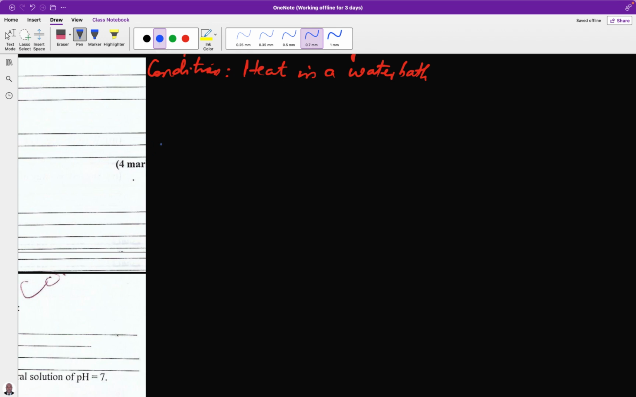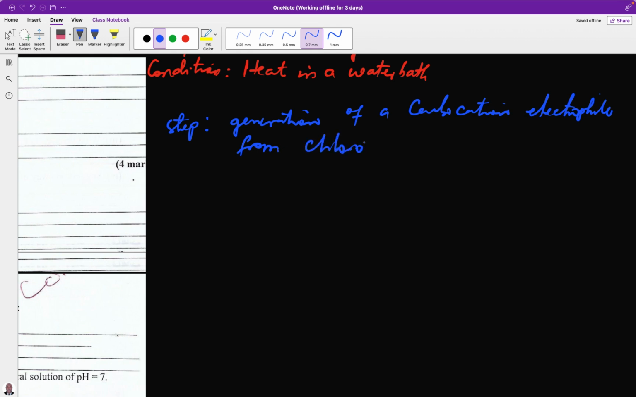Step number 1: generation of a carbocation electrophile from chloromethane.